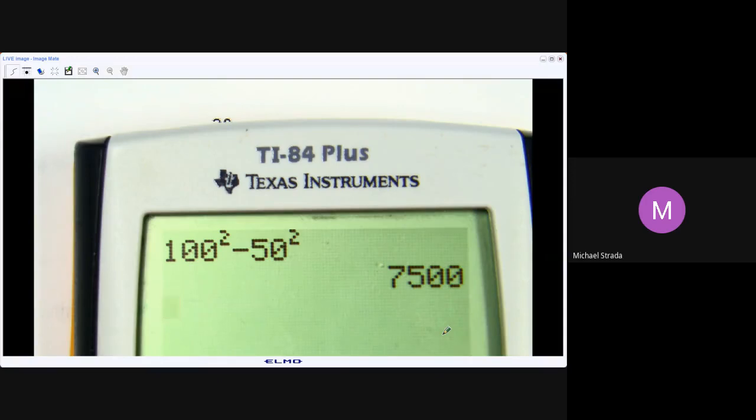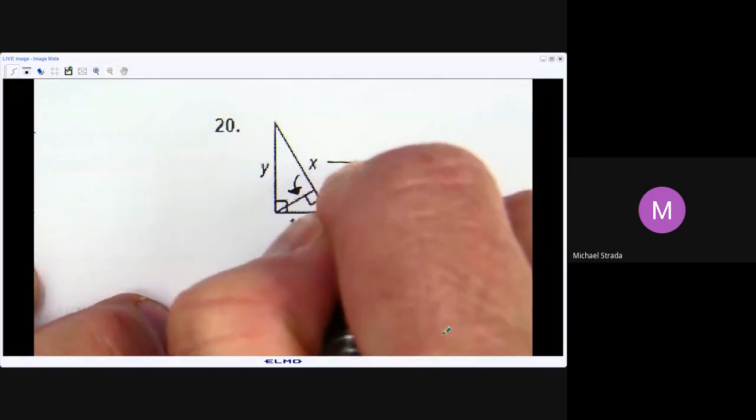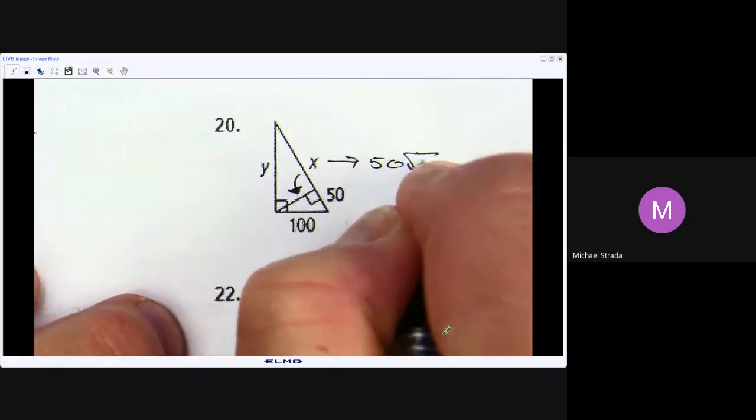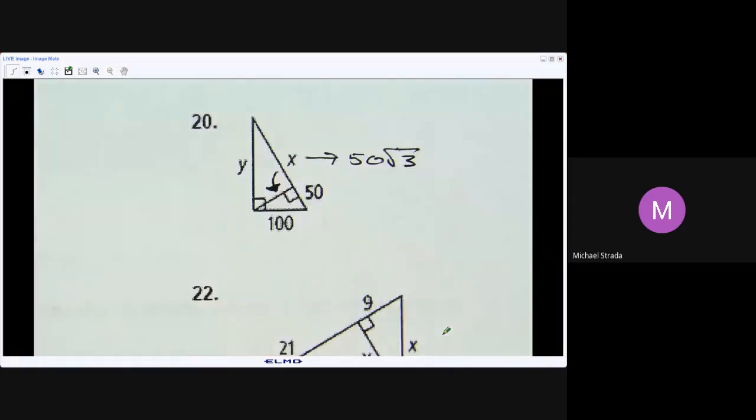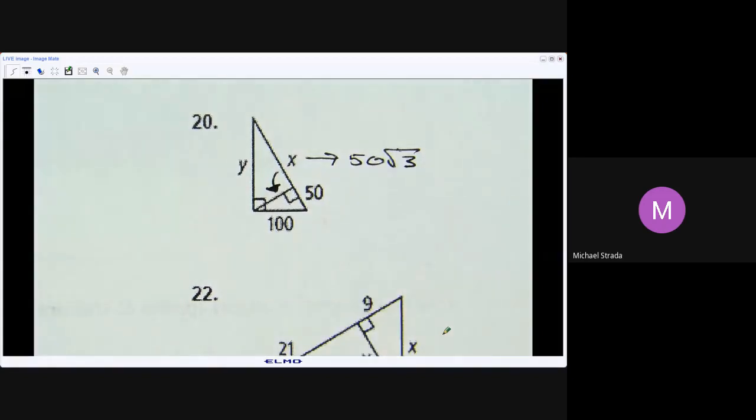Fifty squared is 2,500. It's 50 root 3. All right. So x is 50 square root of 3. Is there possibly a faster way to have done that? Absolutely. Hypotenuse is double the short leg, making it what? 30, 60, 90. All right. So the long leg would be x root 3.